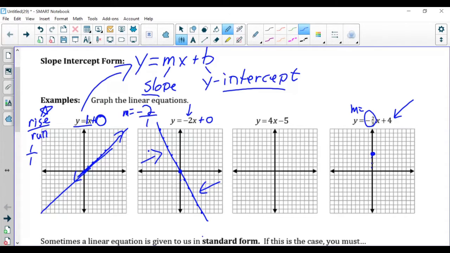So down 2, 1, 2, right 3, 1, 2, 3, and put a dot. Go down 2 and right 3 and put a dot again. All right, I can also go back to my starting point and I can go up 2 and to the left 3, and repeat that. And then I can make my line.